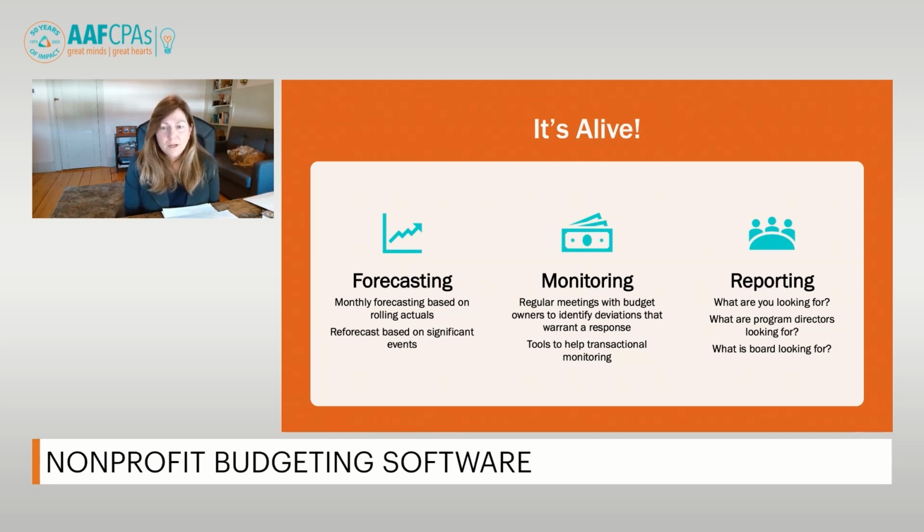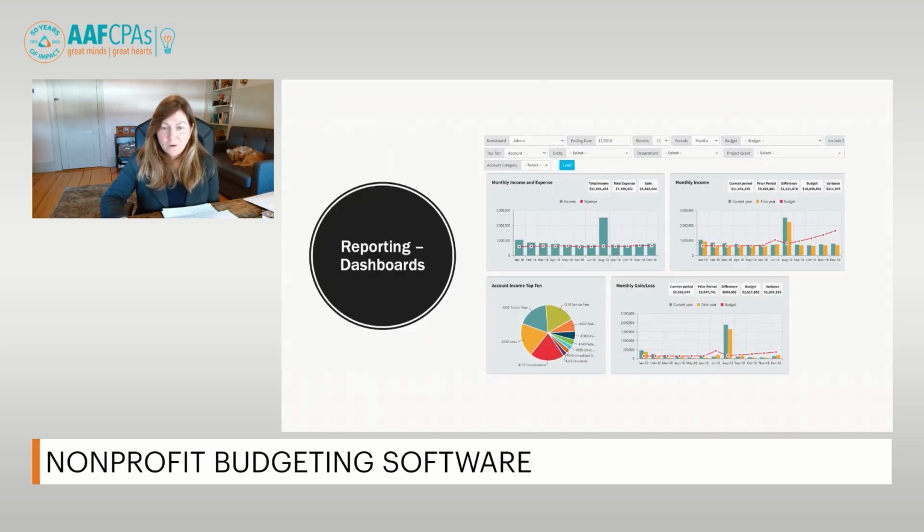And then for reporting, obviously you want the reports to be actionable. You're looking at reports, the program directors are looking at reports, the board. Everybody wants their reports to give them enough information that it's actually going to allow them to take an action before it's too late. So those are the key things that you want to be using your budget for.